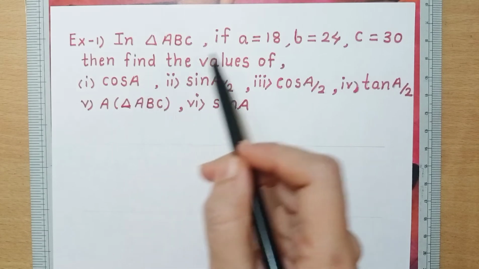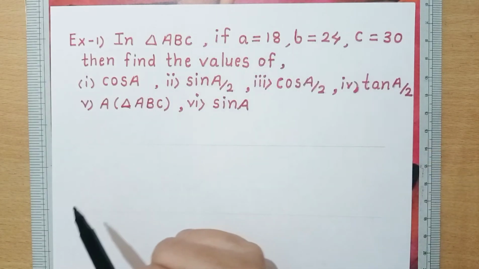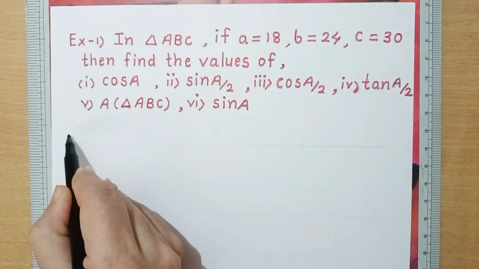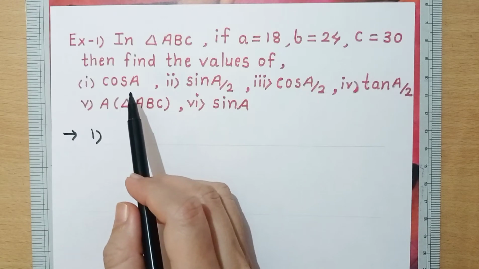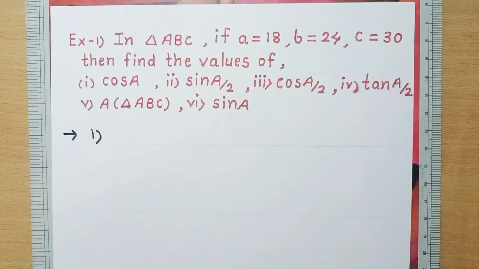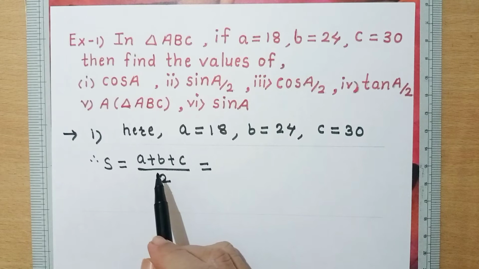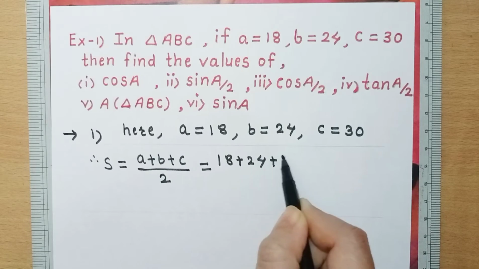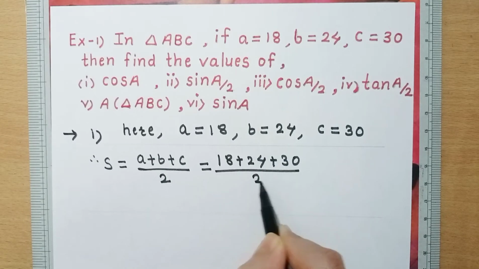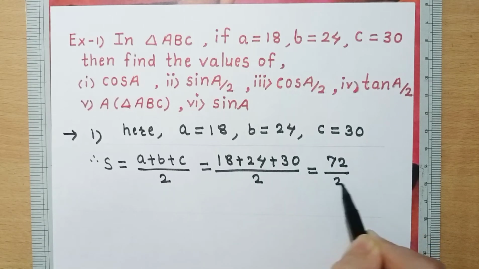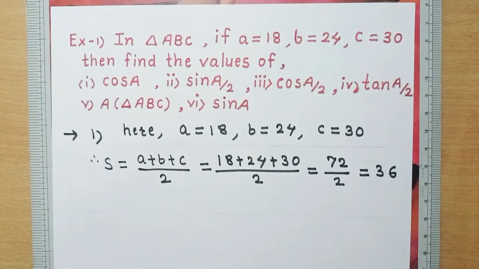Let's solve the first example. Here we are given the lengths of the three sides and we have to find these six things. Before finding cos A, first we will find s. S means half perimeter, and this is the formula we know. Now substitute values: 18 plus 24 plus 30 upon 2, and the addition of these is 72 upon 2, and that is equal to 36.